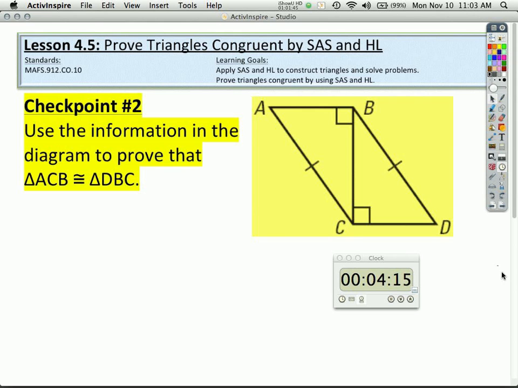Given. So just to be clear, anything that you pull directly from the picture, you can just write given. So if you want to say that the measure of angle BCD is 90 degrees, you can say it's given.